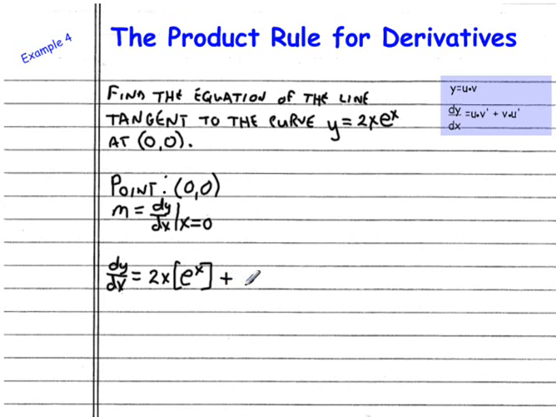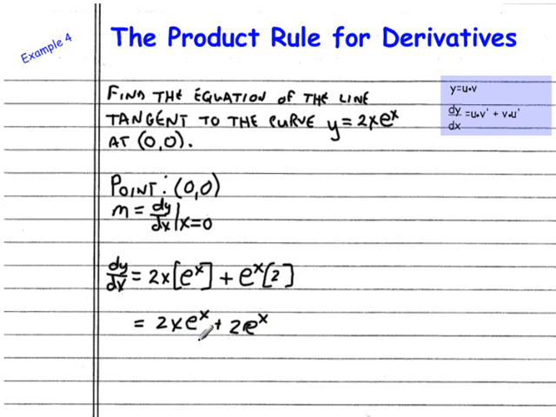And then we add to that the reverse. That is, we take our second function, which is e to the x, and multiply it with the derivative of our first function. Our first function is 2x, and the derivative of 2x is simply 2. Well, we've got some type of expression here. I suppose we could write this a little simpler. We could write this as 2x e to the x plus 2 e to the x.